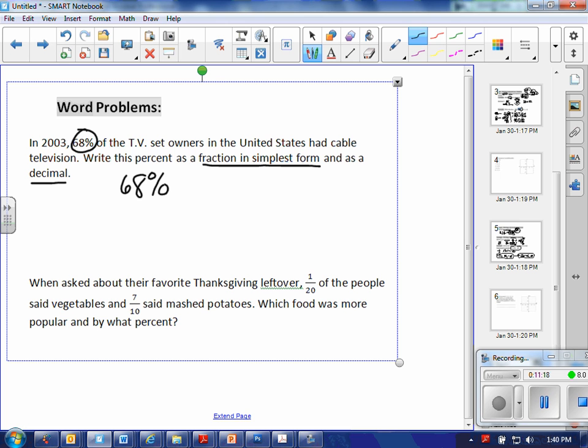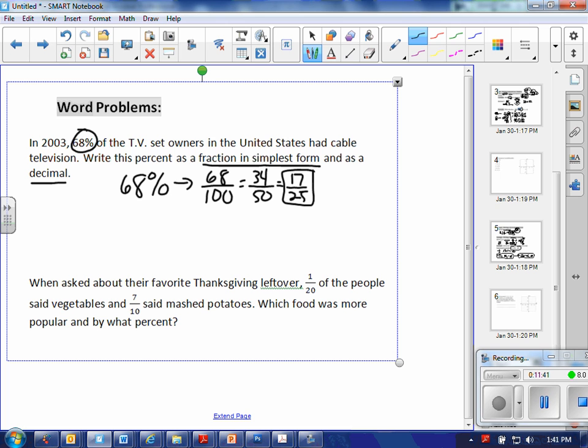68%. First off, as a fraction, we know that's 68 out of 100. If I reduce that, if you're unsure, we know it's divisible by 2. That would be 34 out of 50. We also know that that's divisible by 2. That would be 17 out of 25. That's prime, so 17 is prime. Can't do any more. That's a simplified fraction right there.